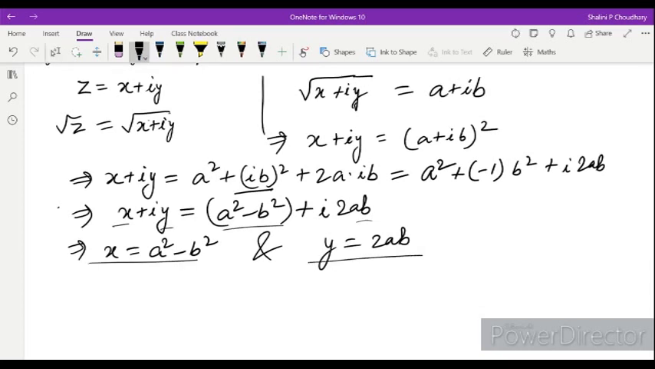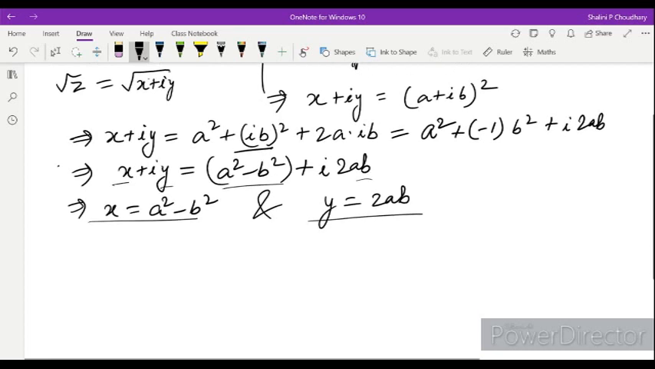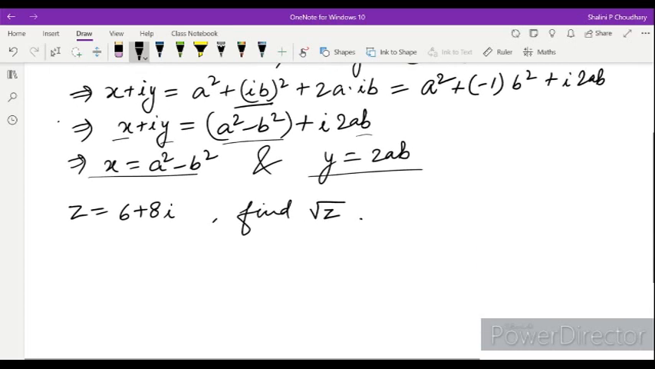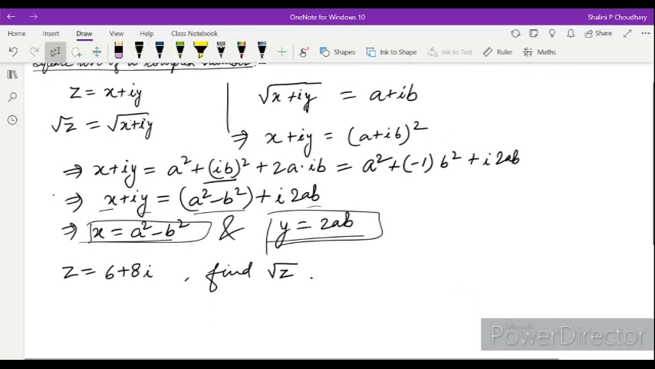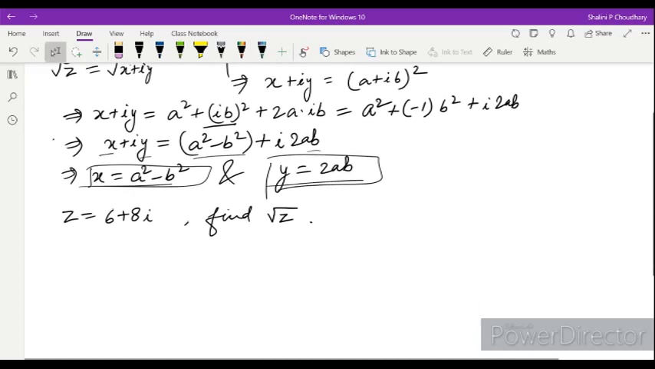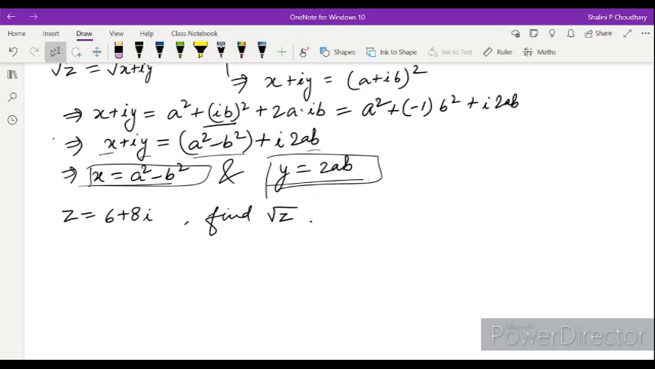Okay, so now we'll do one sum based on this concept. We have a question: we have to find the square root of z, if z is equal to 6 plus 8i. Find square root of z. So how will we do this sum? We can directly use this formula, or you can also find it by squaring both sides, as we have done here, and then equating. That also you can do. But here we'll directly use this formula.